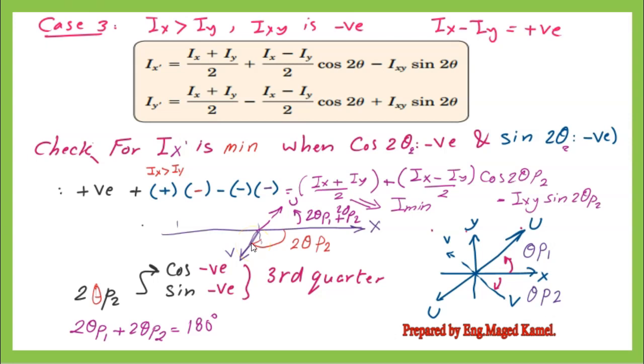Consider 2 theta b2 as the angle from the x-axis to the v-axis in Mohr's circle of inertia in the clockwise direction. In the normal view, where axes x and y are orthogonal, we can write theta b1 plus theta b2 equals 90 degrees, while in Mohr's circle of inertia, 2 theta b1 plus 2 theta b2 equals 180.